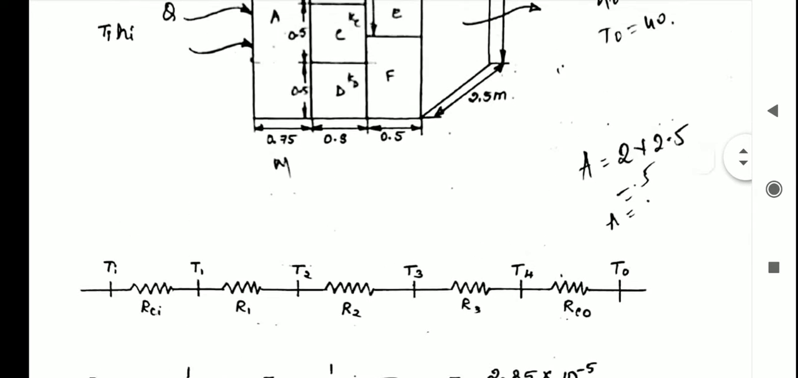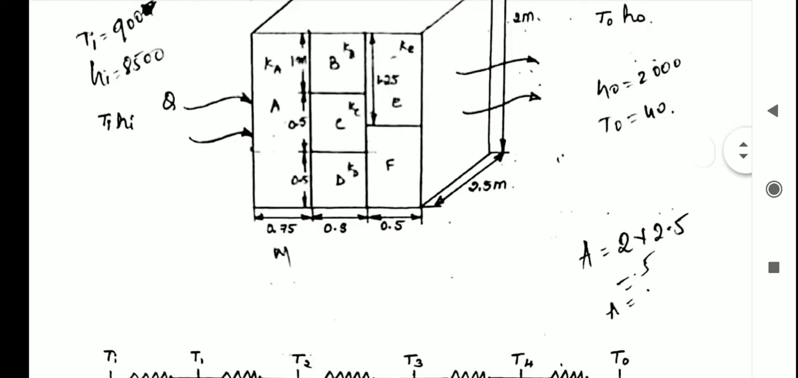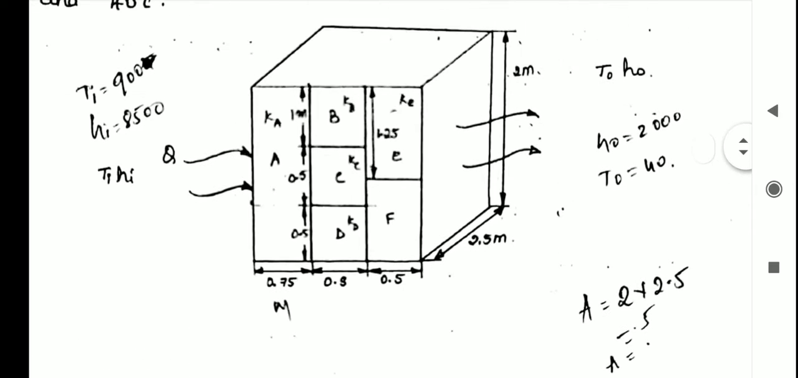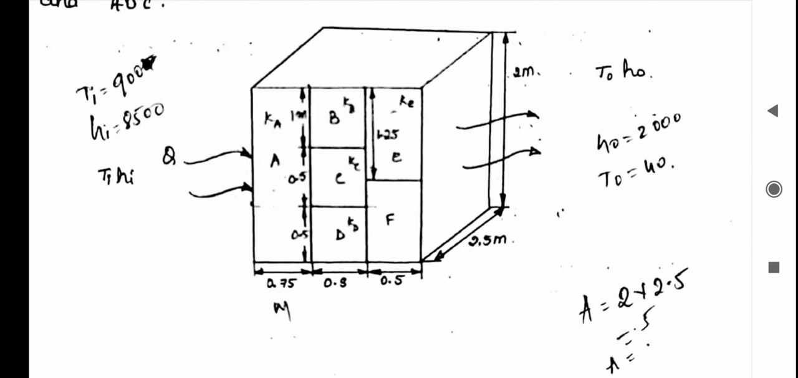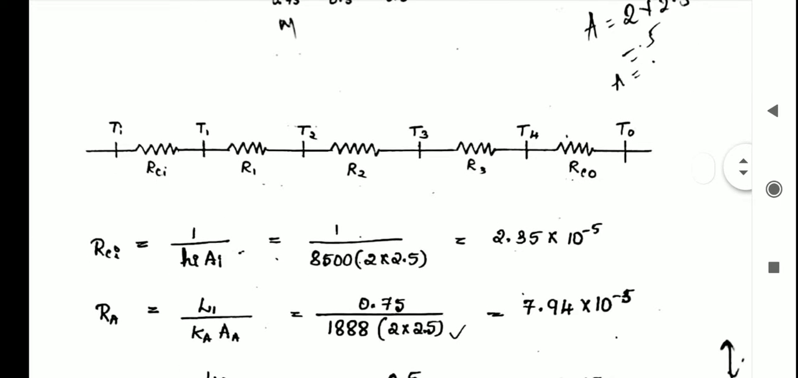So this is the problem, same as the previous problem. First convection, after that conduction, and last is convection. For convection, the first step is we have to find heat flux. So Q is equal to delta T divided by R. So first we have to find R.